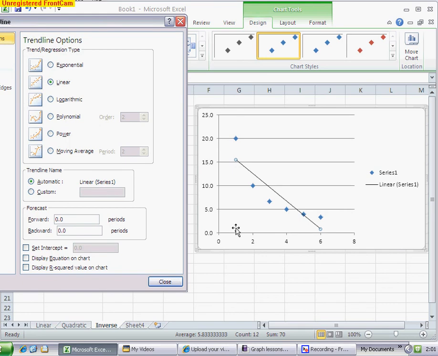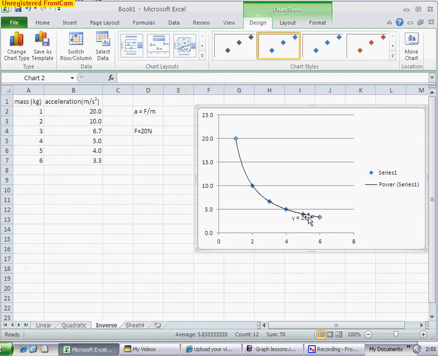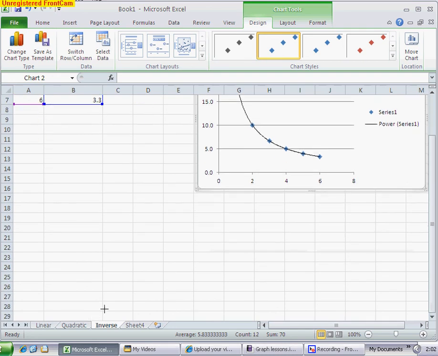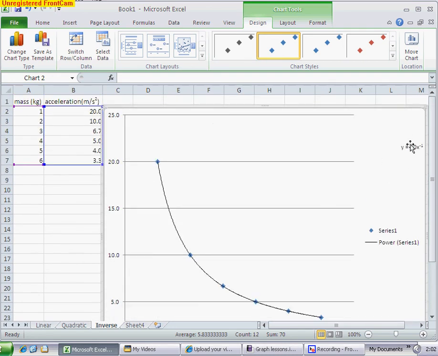we see linear doesn't fit very well at all. There's no option to choose inverse, so we're actually going to choose power. Let's display the equation on the chart. Okay, so here's our equation. It says y equals 20x to the negative 1. Y equals 20 times x to the negative 1.